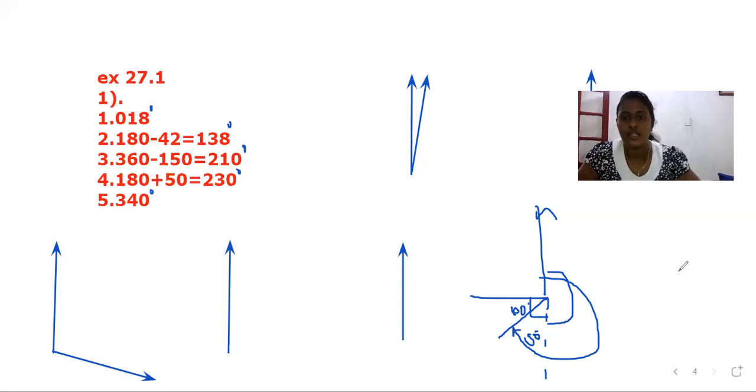Last one, you are given a figure in such a way. This is 20, so 360 minus 20 is 340 degrees. Any questions?